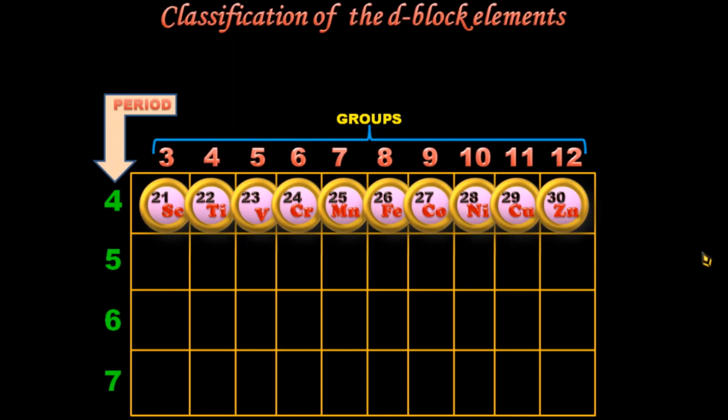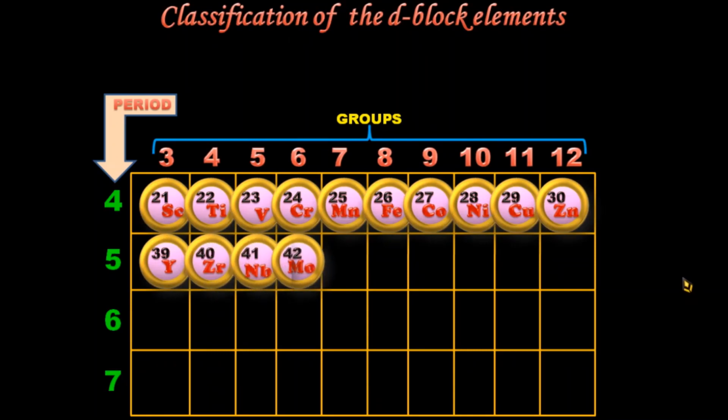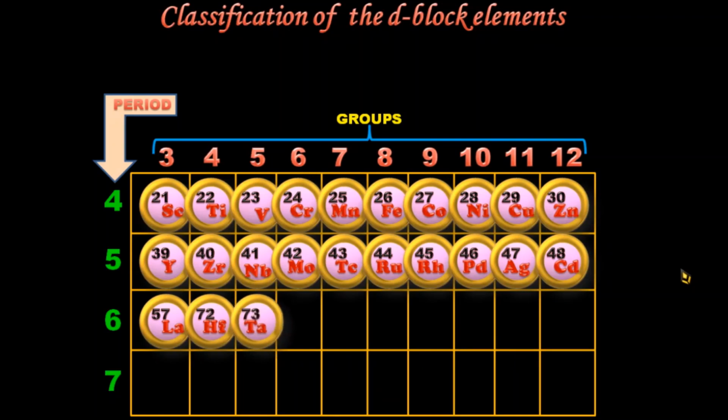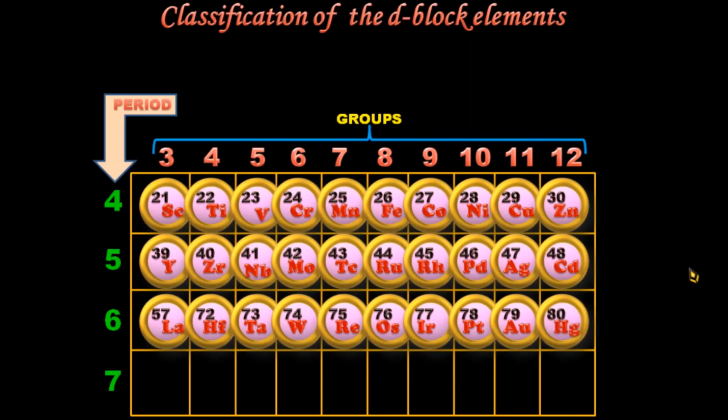The second transition series involves the filling of the 4d orbitals and includes 10 elements from yttrium to cadmium: niobium, molybdenum, technetium, rubidium, rhodium, palladium, silver, and cadmium. This is our second series. Like that, the third series starts from lanthanum and ends at mercury 80, lanthanum to mercury.